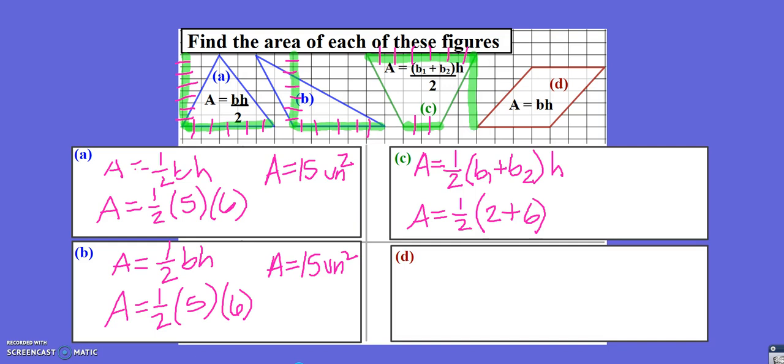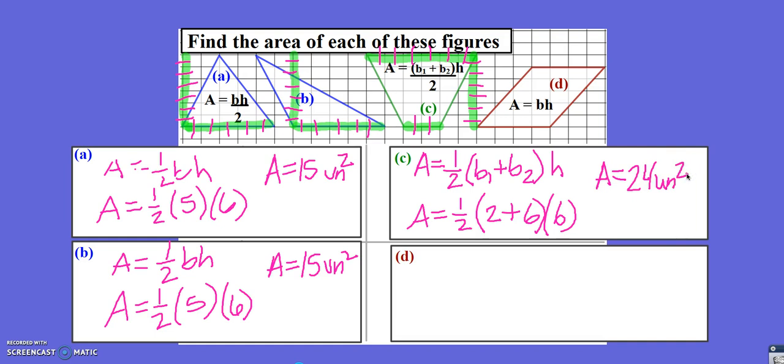It has to be perpendicular. 1, 2, 3, 4, 5, 6. We also have a height of 6. And we can plug that into our calculator. And you're going to get 24 units squared.